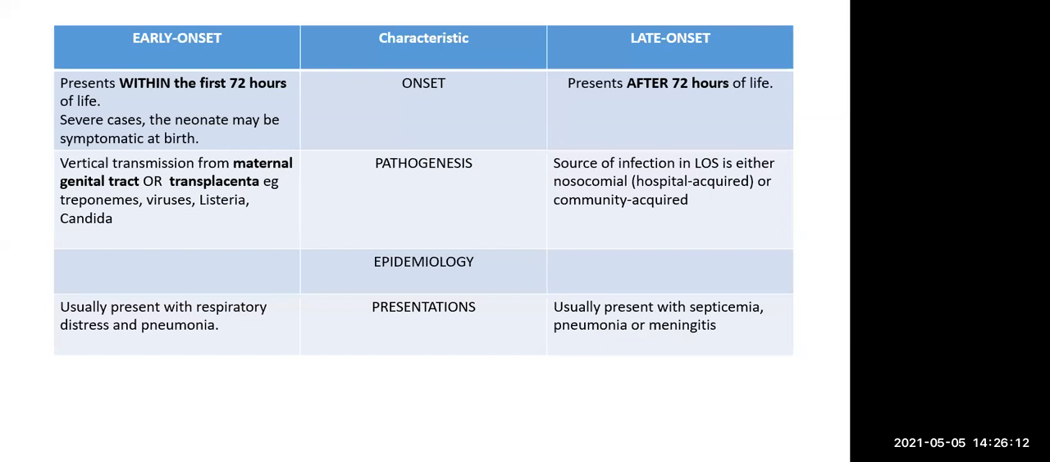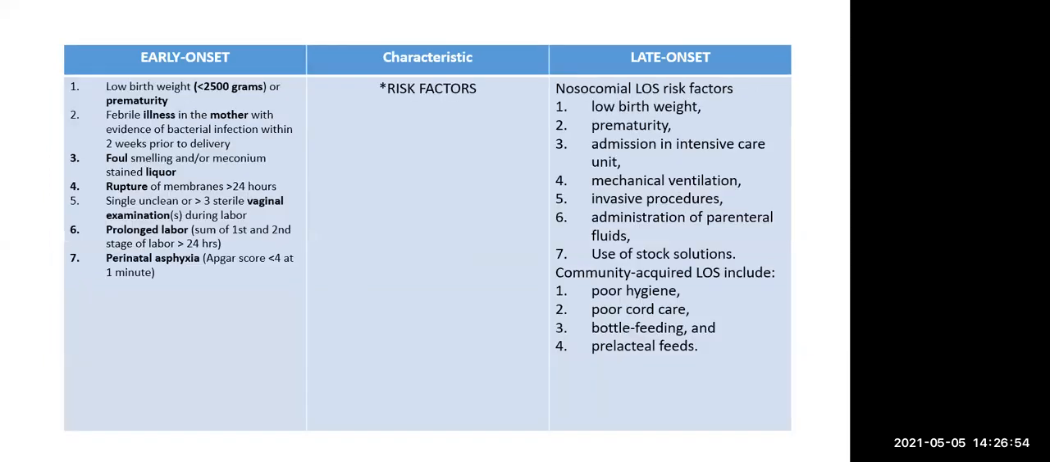It depends. If the baby is from the community, from home, then the source of infection is from the surroundings lah, from the community. But if the babies get infection while in the hospital, they usually get nosocomial infection. So the organism will be different, and the antibiotic used is also different lah. Okay, epidemiology I've mentioned just now. Then presentation: usually early onset presents with pneumonia, respiratory distress. Late onset depends. It can be pneumonia, meningitis, UTI, anything. But again, one of the most common is pneumonia lah.